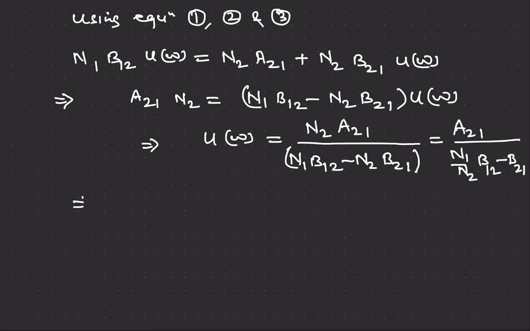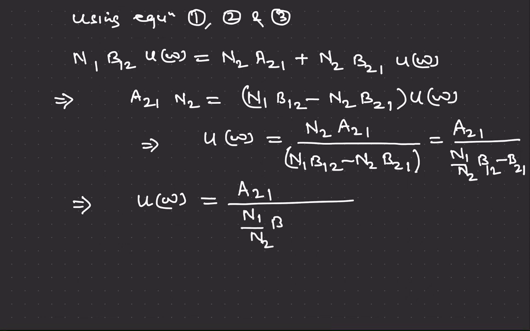Thus, we have the energy density is equal to A21 divided by (N1 by N2) B12 minus B21. This is equation number 4.